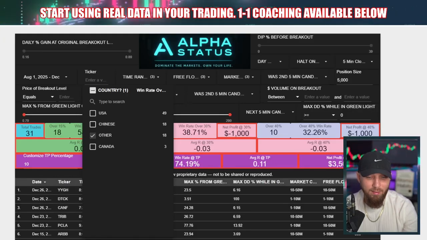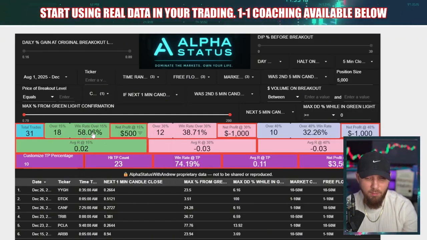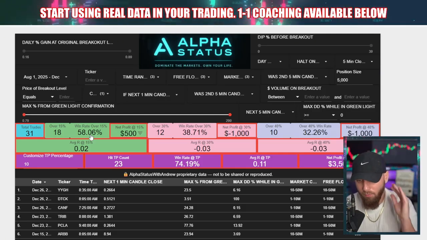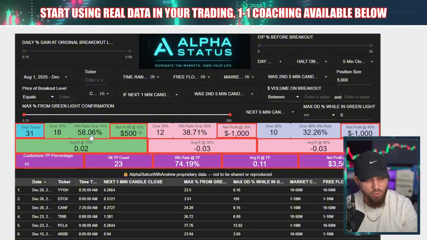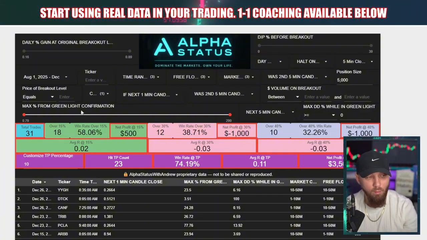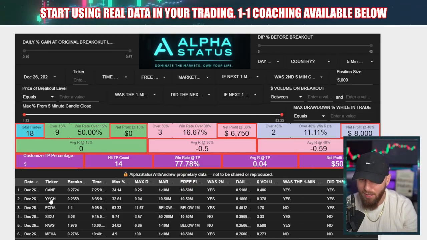So I made the decision to not trade CANF because it was from Israel. And it was a Friday, and I was like, listen, I really don't want to start the day off with a stock that's from another country when I know overall it's a profitable strategy, but it's nowhere near as profitable. So I wanted to be more patient. So overall, I did not take CANF. So let's go into the next one.